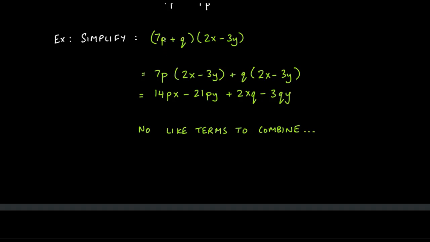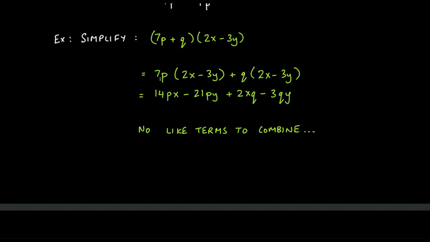So we do the exact same thing we did in the previous examples. What we do is term by term multiplication. So 7p is my first term. That has to be multiplied by both of these terms. And the way I can indicate that, or I can write it down, is 7p times 2x minus 3y. And then I have a plus q, so I put a plus q here. Now the q has to get multiplied by both these terms. So I just write down plus q times 2x minus 3y.